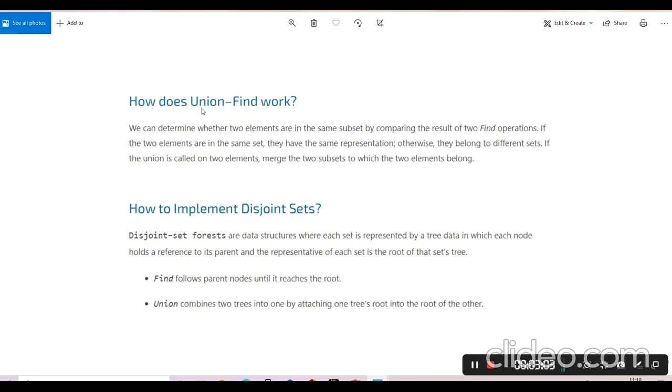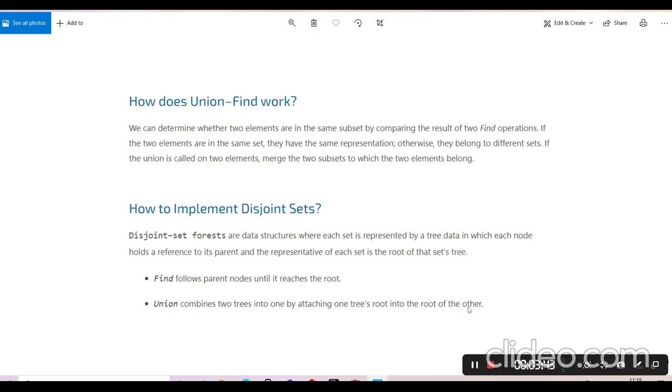Okay, so this is how the union and find works, and how to implement it. Actually, we are going to implement this using an array only. So disjoint sets for us are a data structure in which each set is represented by a tree, in which each node holds a reference to its parent, and the representative of each set is the root of that set's tree. So what does find say? Find says to follow parent nodes until it reaches the root, and union combines two trees into one by attaching one tree's root node to the root of the other.